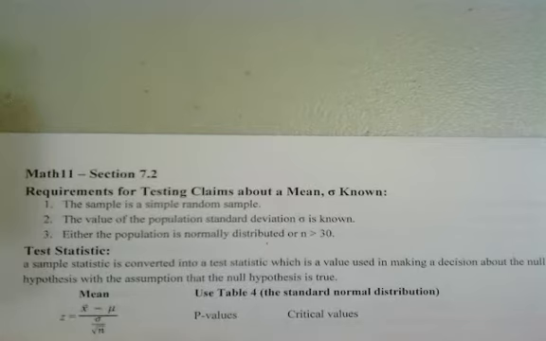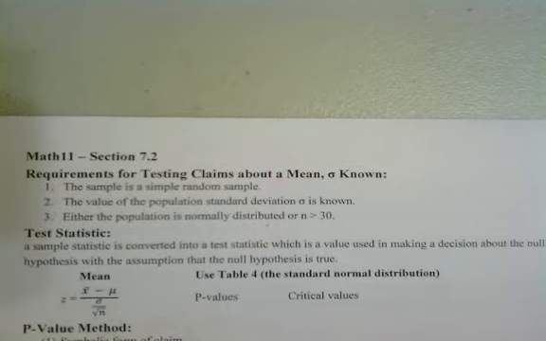So, we have some requirements for testing these claims. The sample is a simple random sample. The value of the population standard deviation, sigma, is known. And either the population is normally distributed or n is greater than 30. Since we are doing mean, knowing sigma, there is our test statistic. It's a z-score, so we're going to use table 4 to find p-values or critical values. Z equals x bar, the mean of the sample, subtract the population mean, divided by the standard deviation divided by the square root of the sample size.